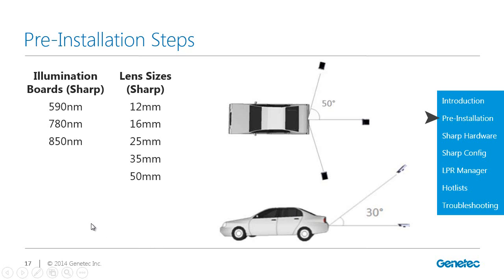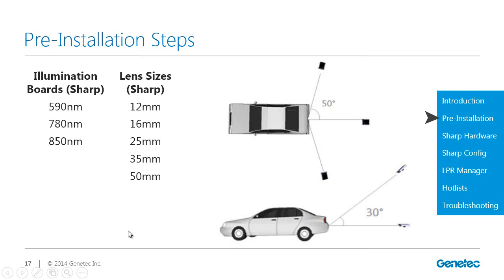In order to get the best plate reading performance, the LPR camera installed on a Sharp unit is customized for the actual location the Sharp will be installed in. We get this information from the site survey, and then the appropriate camera lens and illumination boards are selected. Some of the critical information in the site survey is how high the fixed Sharp will be mounted, how far the camera will be from the plates it's trying to read, and what types of plates will be read.